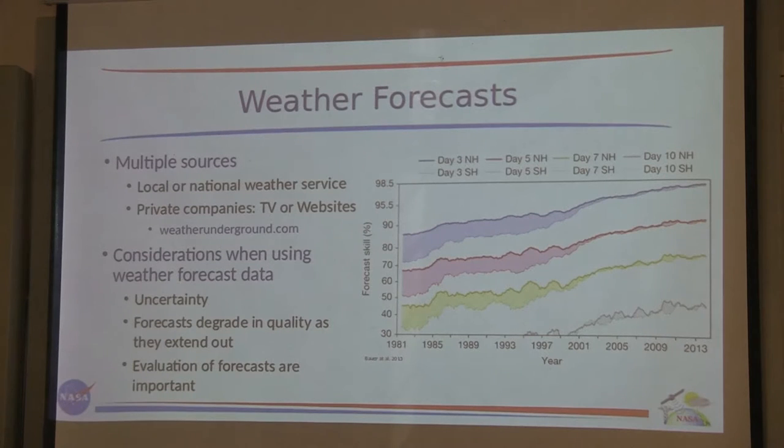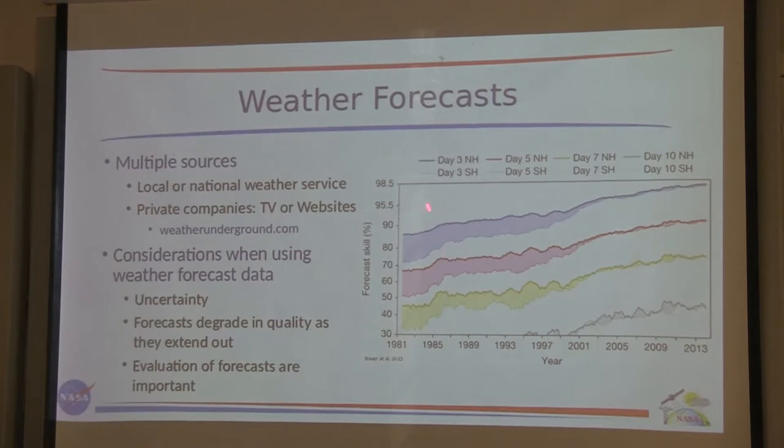So some considerations is there's a lot of uncertainty in weather, especially as you go further into the future. What this graph is showing you is a couple of things. This is the forecasting skill on the y-axis. So this is how good the forecasts are. And this is the year on the x-axis. And what you see is it generally increases in time. We've gotten a little bit better with our forecasts.